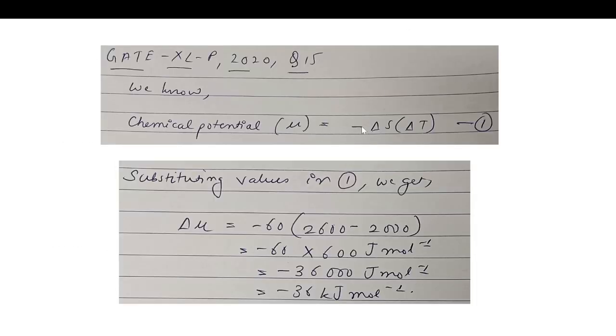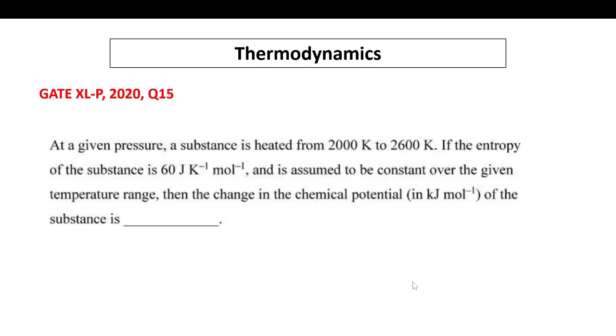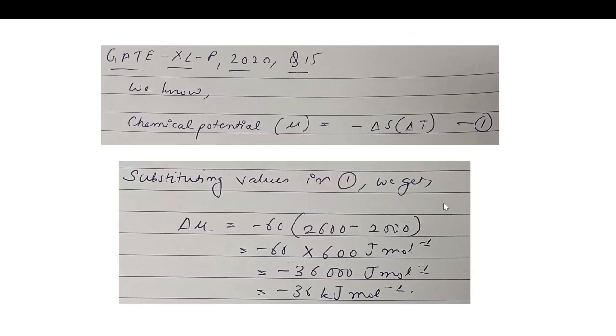So you just need to substitute these values in this formula, that is minus delta S multiplied by the change in temperature. So delta S value is given as 60, and there is a negative sign, so minus 60 multiplied by 2600 minus 2000. You will come across the value minus 36,000 joule per mole. Again, they want the answer in kilojoule per mole, so after finding the answer, minus 36,000 joule per mole, you need to convert it into kilojoule per mole, that is minus 36 kilojoule per mole.